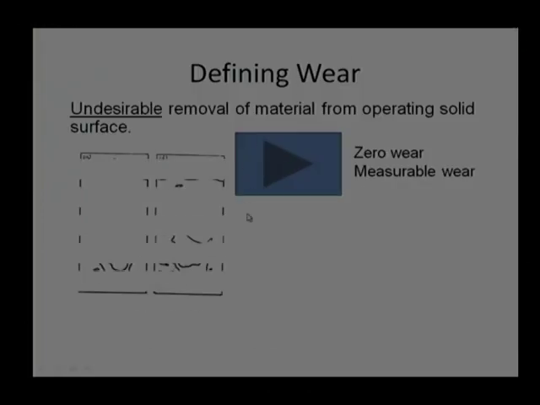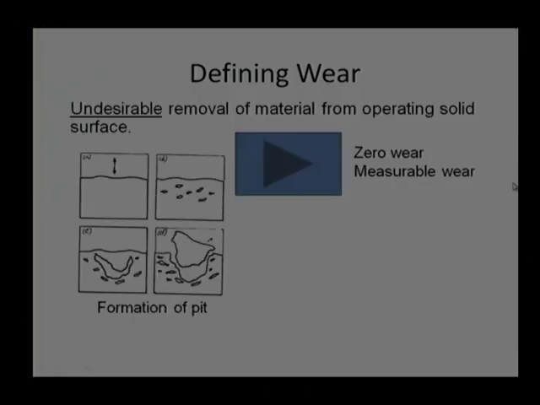As I mentioned earlier, this is zero wear, which is not going to matter much to us. If the component is improving performance, that will always be advisable, that will always be targeted. However, there is another kind of wear, which is measurable wear.